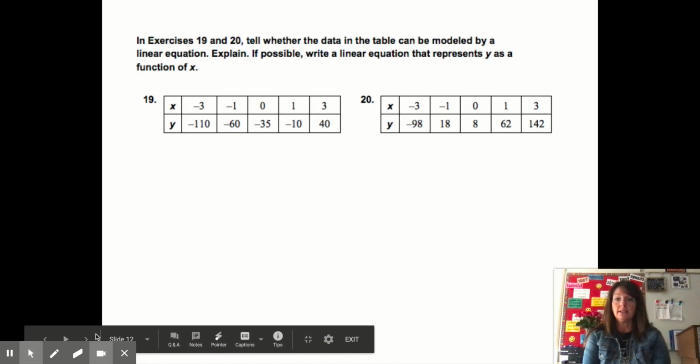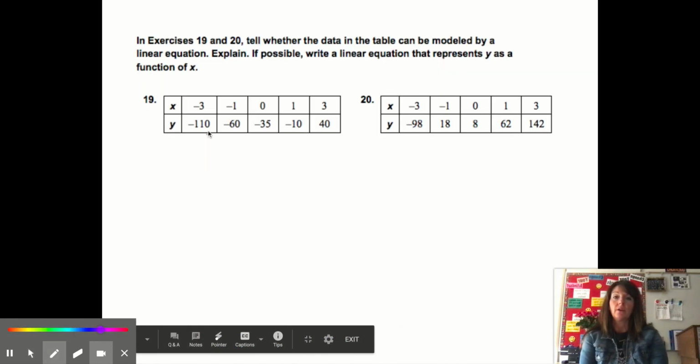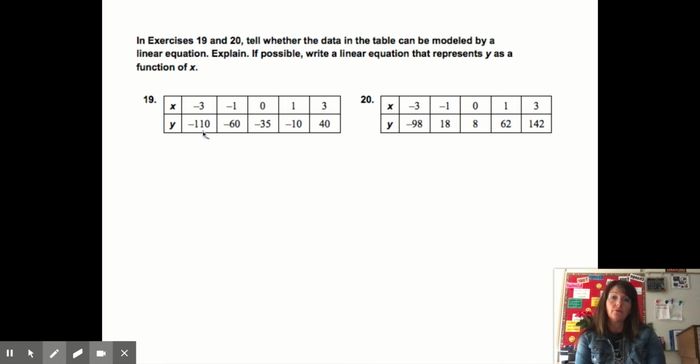So let's look at these tables. All right, if we're going to look from here to here, we have plus 50. And then we have the difference: negative 35 minus the negative 60 is plus 25, plus 25, and plus 50.